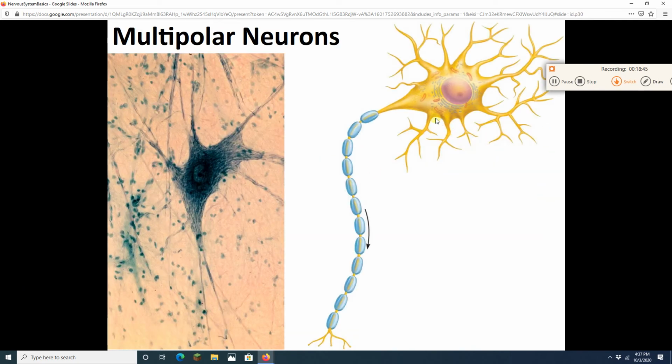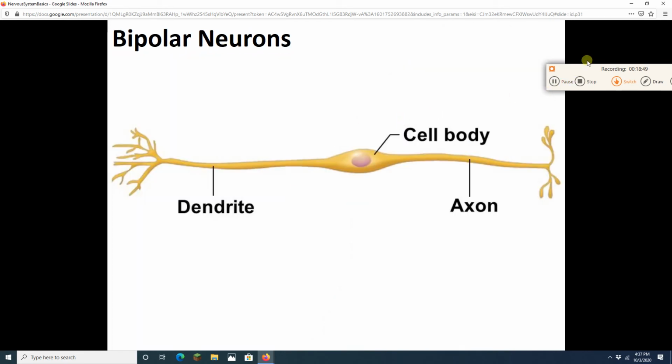Lots of dendrites all coming into the cell body. The bipolar neuron does not do that.